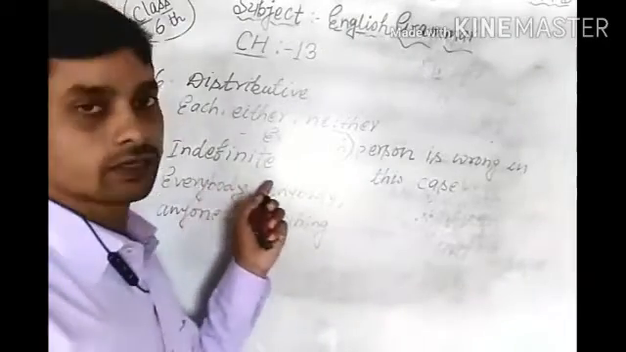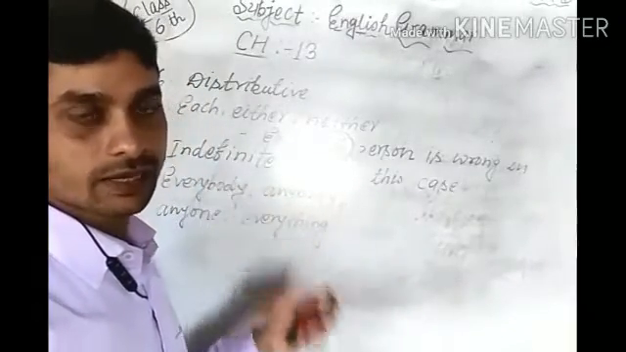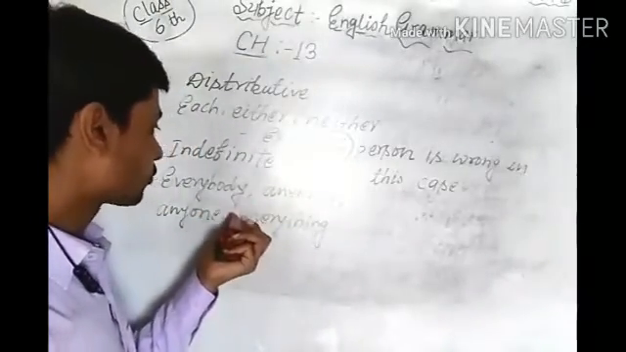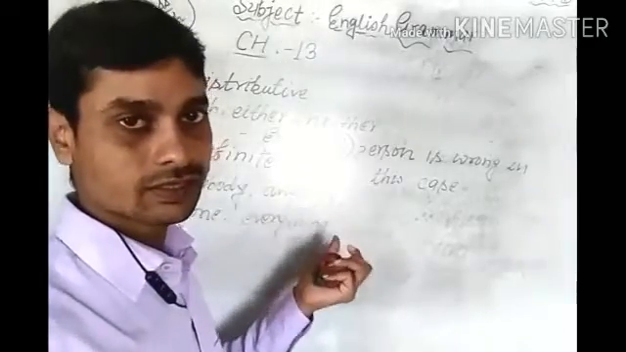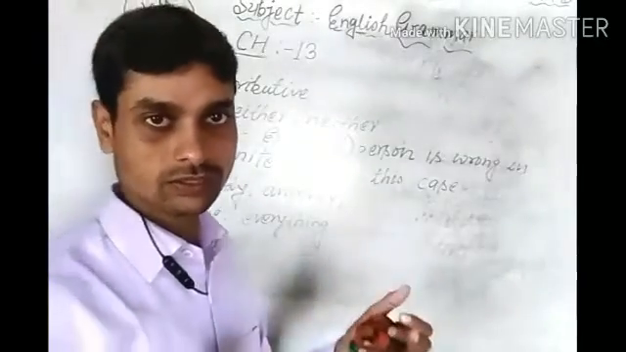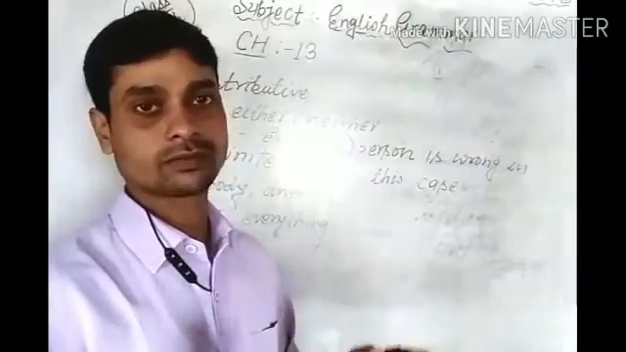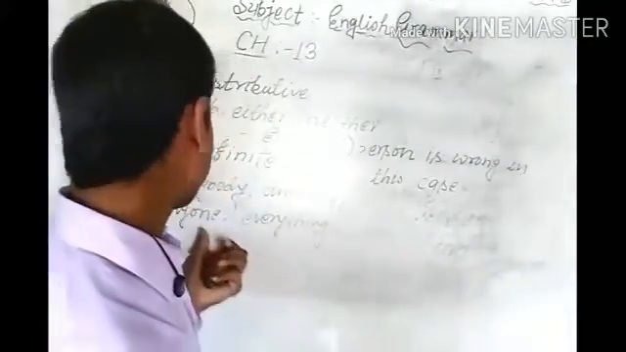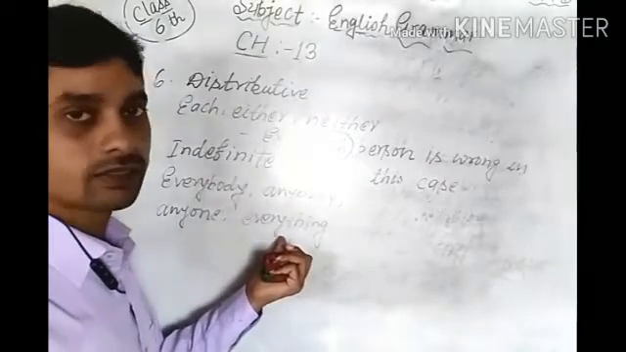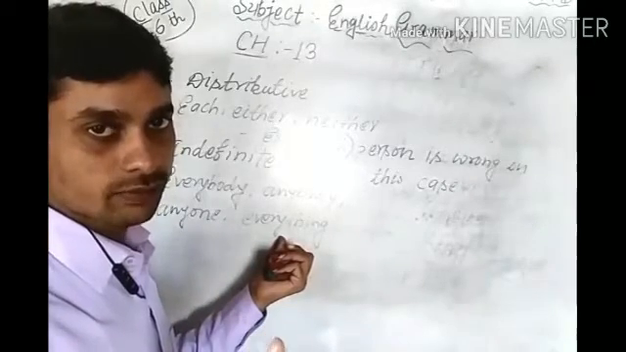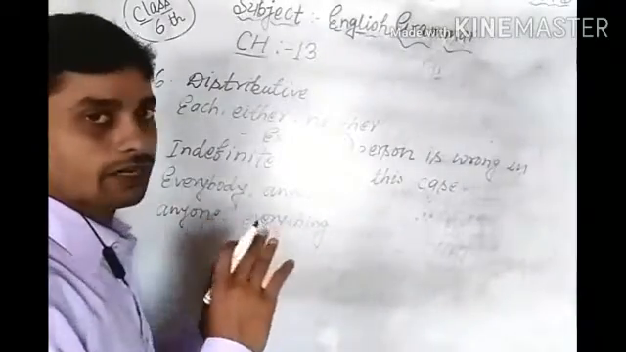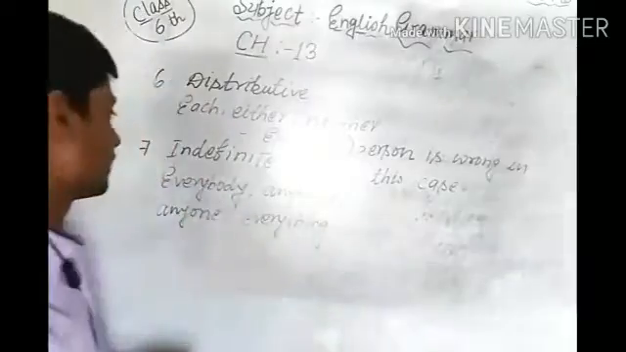The next kind is indefinite. Look, the name of the kind, indefinite, that is not definite. Okay, students, you can understand with the help of these words: body, one, thing, where body, one and thing are used. It's everybody, somebody, anybody, nobody. And in some words one is used, anyone, someone. In everything, the word thing is used, everything, something. So this word indicates about a particular thing, so that is called indefinite pronoun.